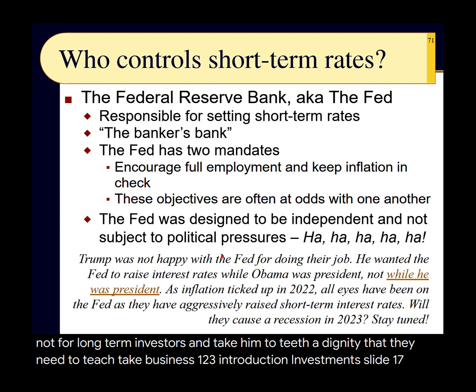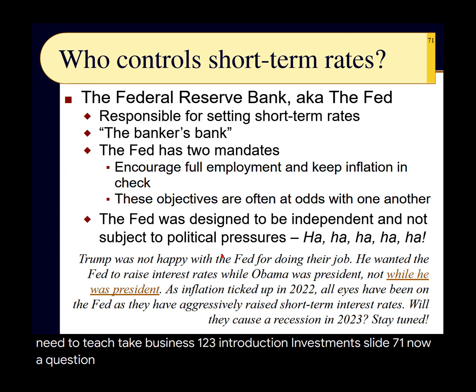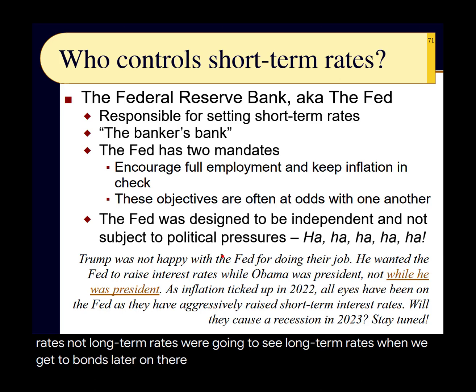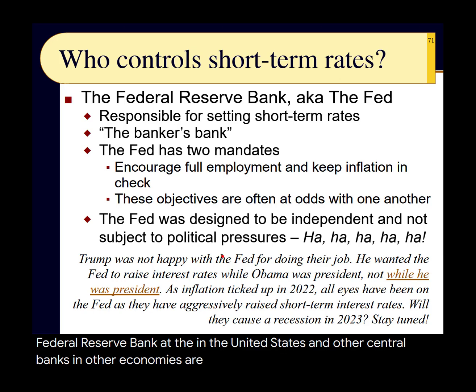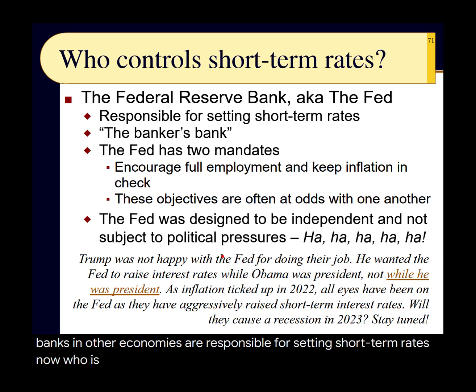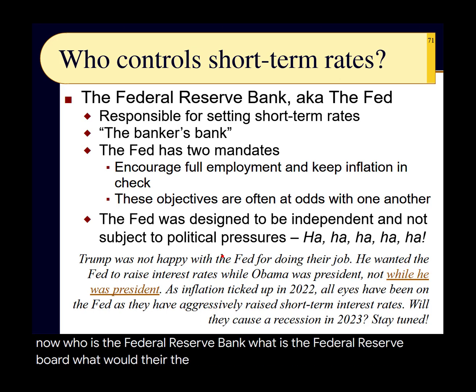Slide 71. Now, a question we often get is, well, who controls short-term rates? And it turns out that short-term rates, not long-term rates, we're going to see long-term rates when we get to bonds later on, they're controlled by the marketplace. But the Federal Reserve Bank in the United States and other central banks in other economies are responsible for setting short-term rates. Now, who is the Federal Reserve Bank? What is the Federal Reserve Board? They're the banker's bank.